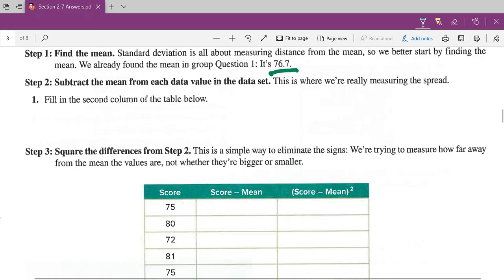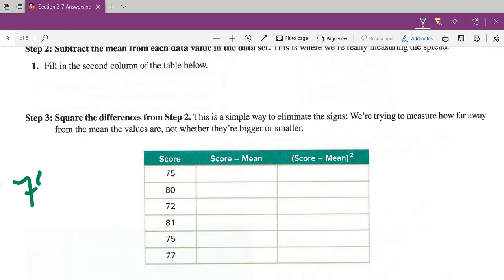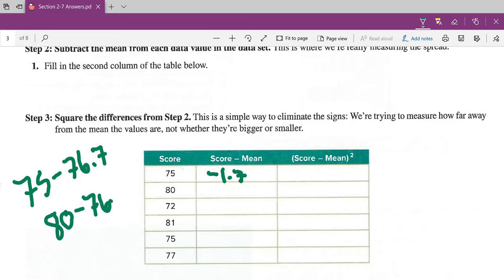Step 1 says to fill in the second column of the table, we subtract the mean from the value in the data set. So for example, to do the first one, we're going to take 75 minus 76.7. Go ahead and do that in your calculator, and you should get negative 1.7. Do 80 minus 76.7. You should get 3.3. Go ahead and do that for the rest. You should get negative 4.7, 4.3, negative 1.7, and 0.3.